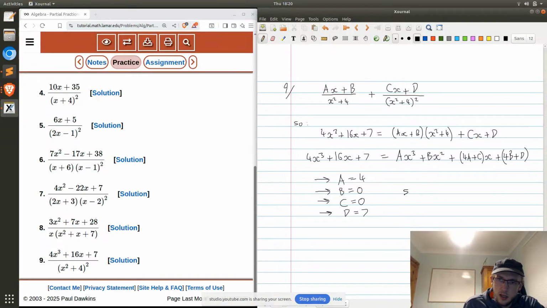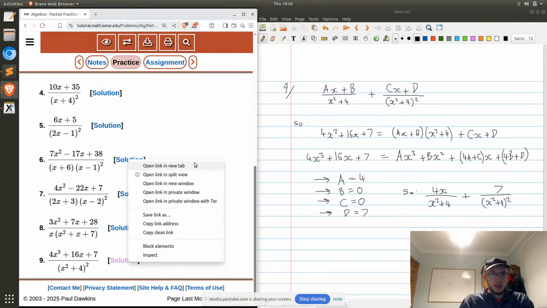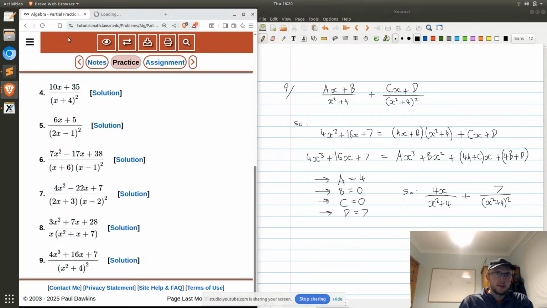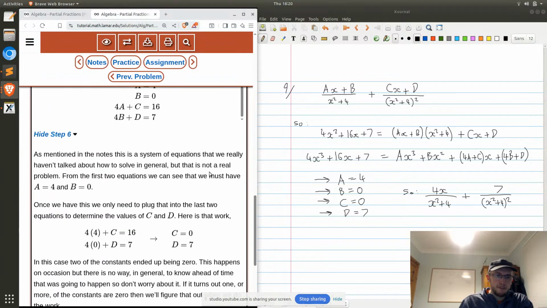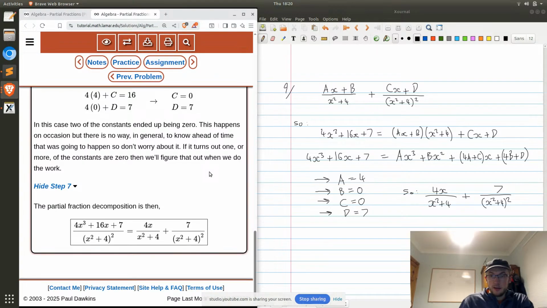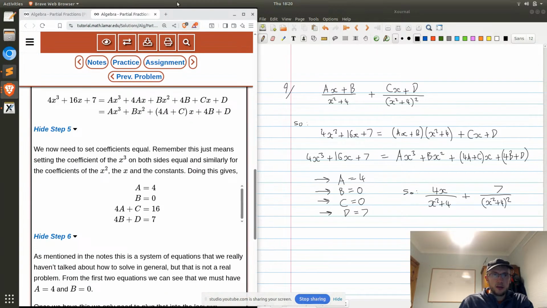So is it the case that this is 4x over x squared plus 4 plus 7 over x squared plus 4 all squared? Seems like it, but seems unlikely. We're about to see. No, that's correct, and that's good. That's brilliant.